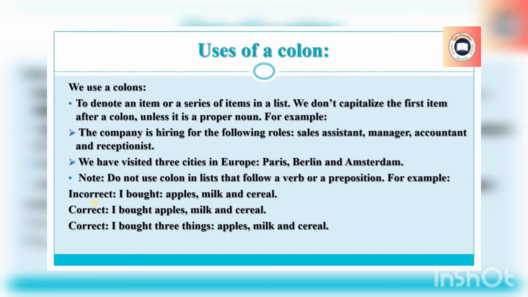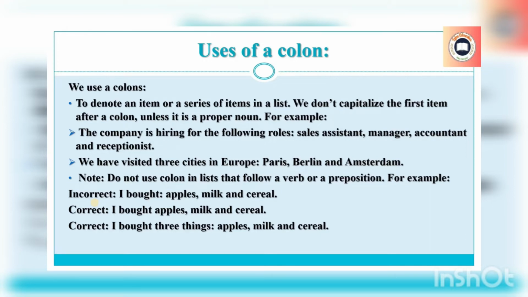So the first use of the colon is that it is used to denote an item or a series of items in a list. But here, a very important thing to remember is that we do not capitalize the first letter unless it is a proper noun. Let's take a few examples. The company is hiring for the following roles: sales assistant, manager, accountant, and the receptionist.